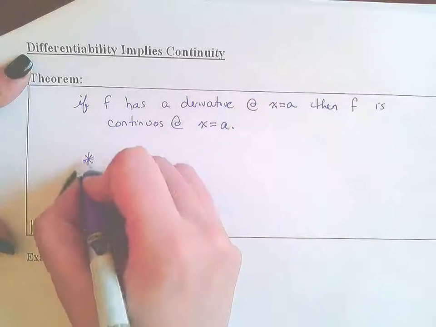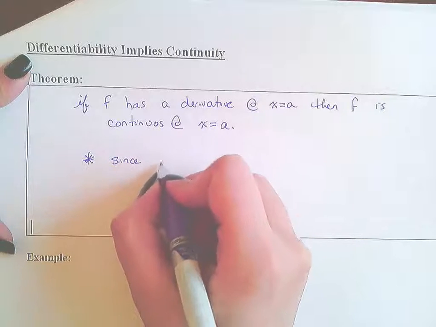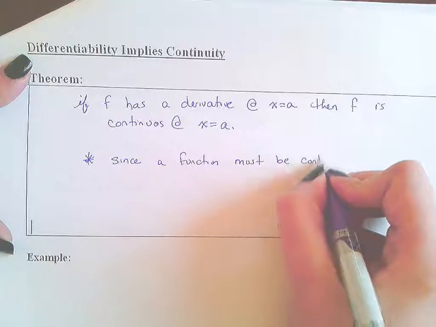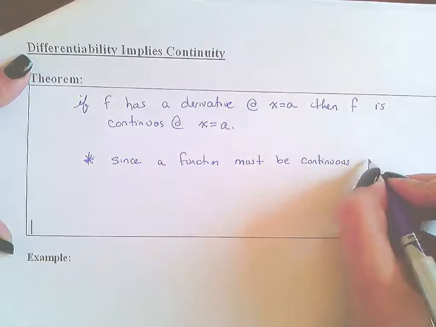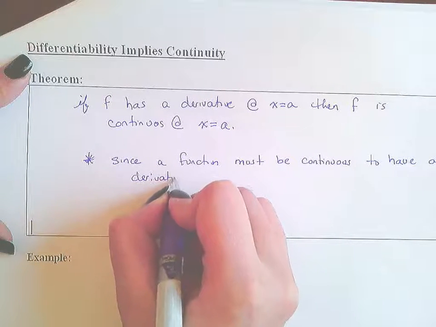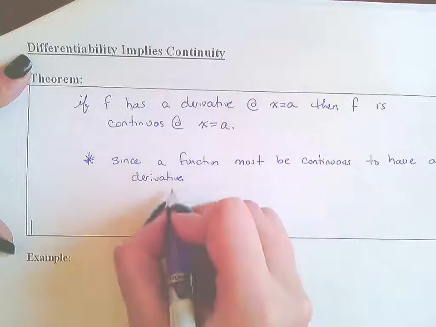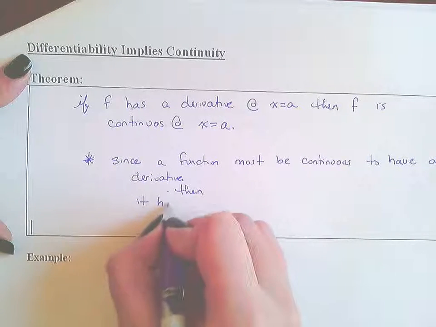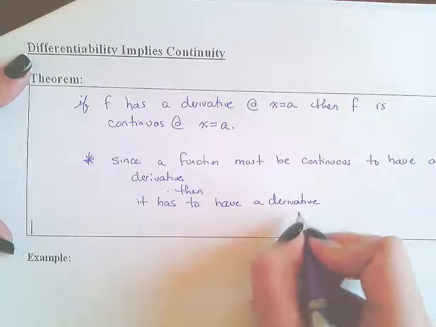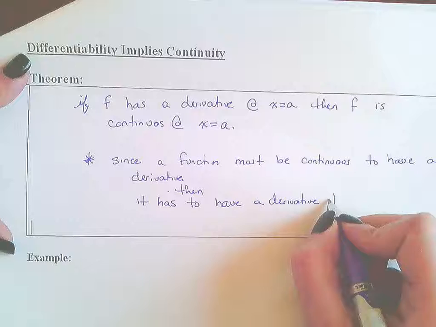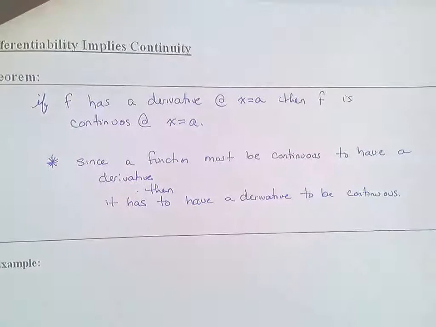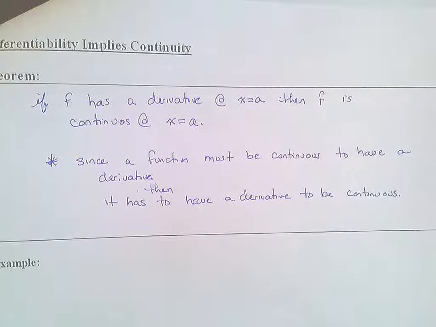Okay? So basically what we're saying is since a function must be continuous to have a derivative, then it has to have a derivative, aka slope of the tangent, to be continuous.